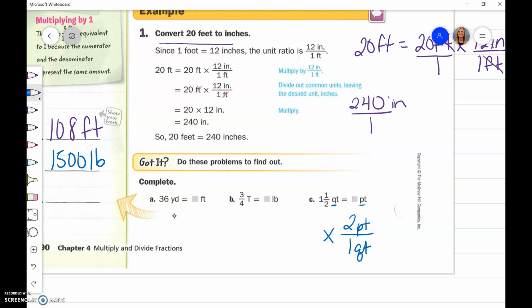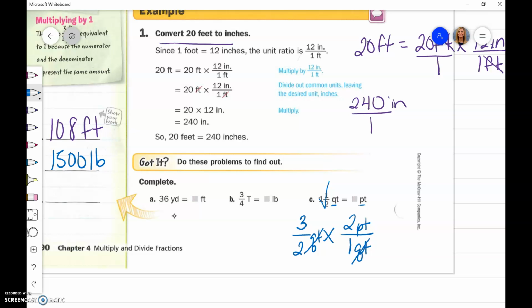Now, let's talk about how we multiply a mixed number. Can we leave it like that? No, we learned that we have to take that mixed number and turn it into an improper fraction. So we're going to do the improper fraction this way, where we do that check mark method. 1 times 2 plus 1. So 1 times 2 is 2, plus 1 is 3. So I get 3 over 2 quarts.